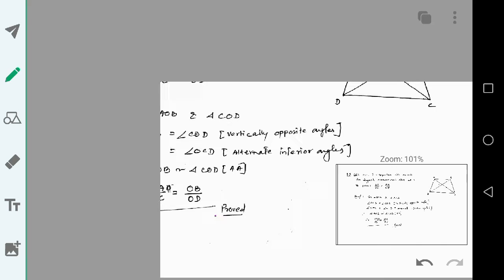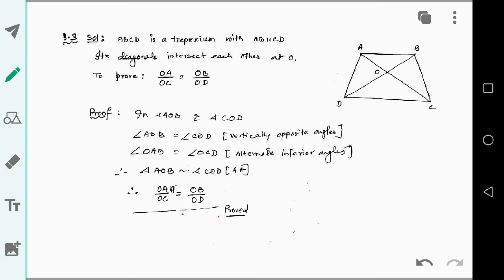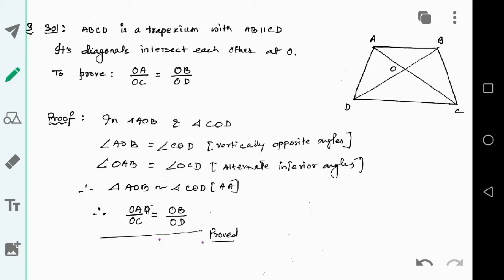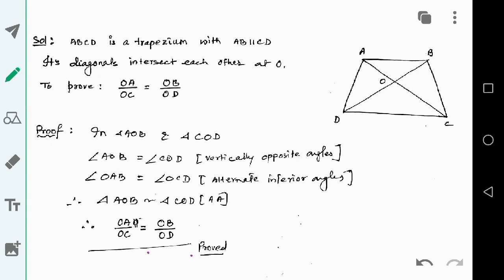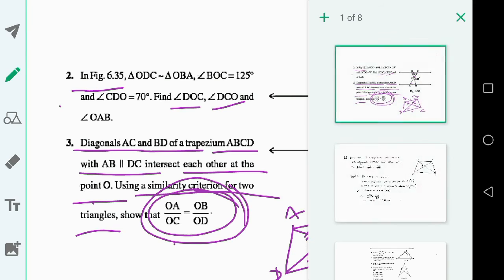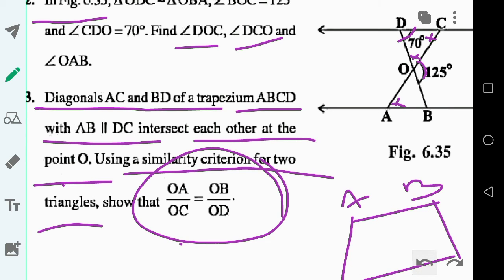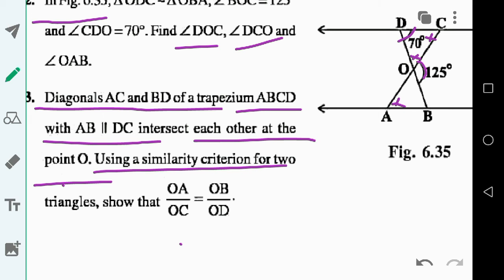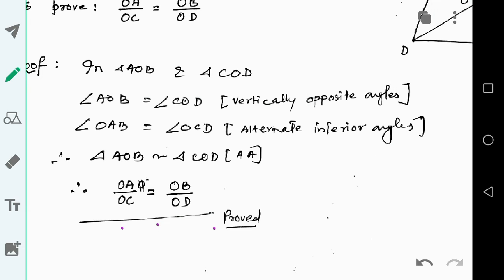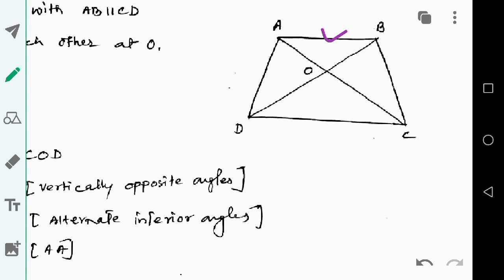So here is the solution, question number 3. In order to prove this, let us use the similarity criterion, because it is given in the question that we need to prove this using similarity criterion. In the last exercise we proved the same question in a different way, but now we need to use similarity criteria. Let me show you how to solve this. Now AB and CD are parallel, so let us take triangles OAB and OCD.